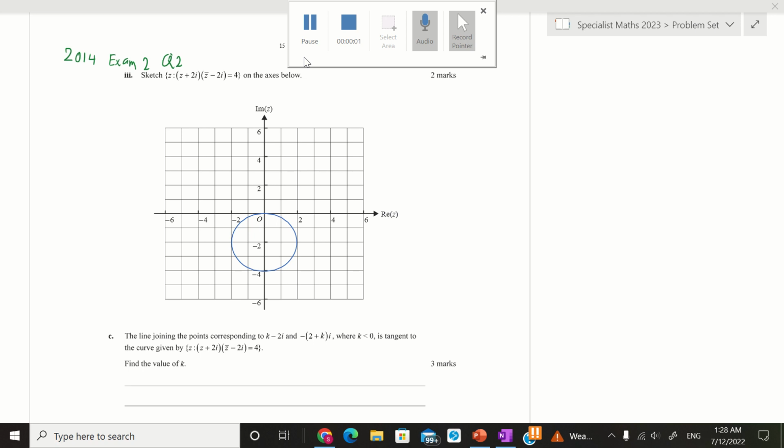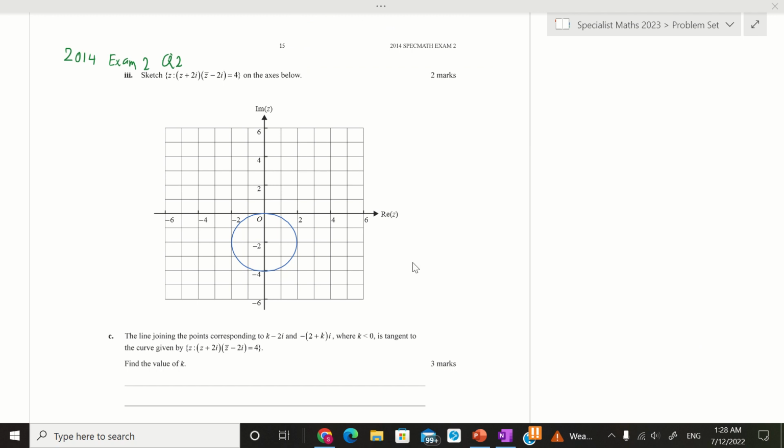Hey guys, today we'll be doing a question from the 2014 Special Exam 2. This is question 2 from that paper, from the extended response section, and we'll be doing part C, or at least the modified version of part C. One that I've modified so that Year 11s can also give this one a go.